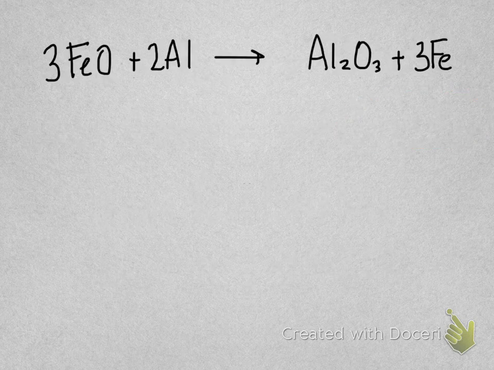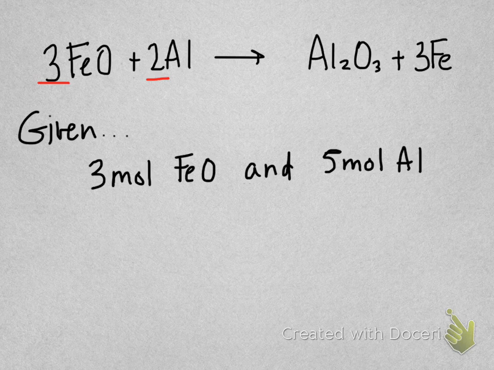Let's take a single replacement reaction with iron(II) oxide and aluminum, which combine and form aluminum oxide and free iron. Now, just conceptually, we know that for every 3 moles of iron(II) oxide that react, we can fully react 2 moles of aluminum. Good. What if you're given 3 moles of iron(II) oxide and 5 moles of aluminum? Which one will limit the reaction? Yes, the 3 moles of iron(II) oxide, because that 3 moles of iron(II) oxide can't react all 5 moles of aluminum.